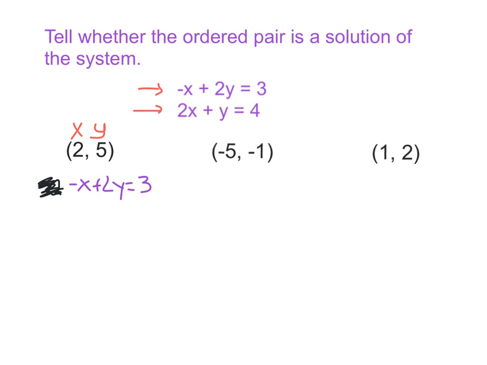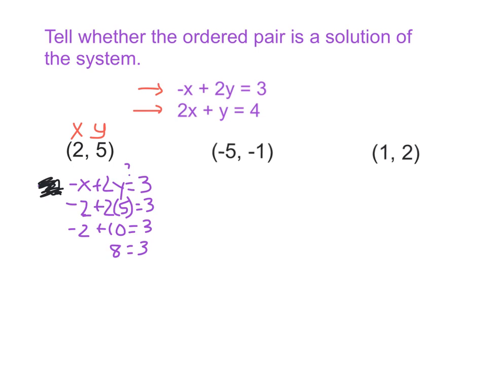Now our job is to take the 2 and put it in for x and the 5 and put it in for y. All right, so we're going to go ahead and write negative 2, because x is 2, plus 2 times the y value, which is 5, equals 3. We're trying to find out if this is true or false. So this is negative 2 plus 2 times 5, which is 10. And the question is, does that equal 3? And then negative 2 plus 10 is 8 equals 3.